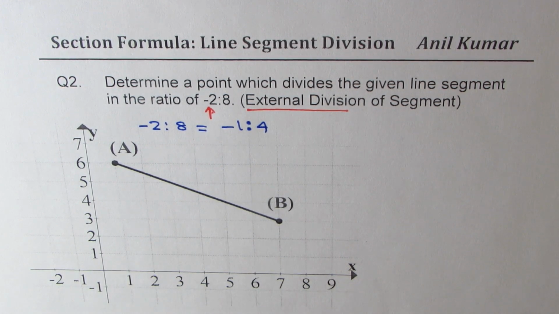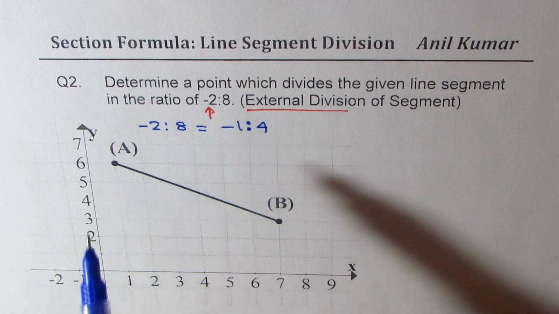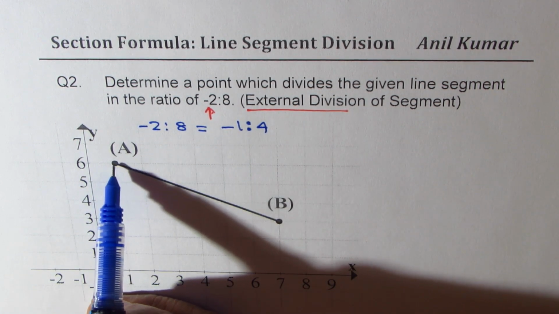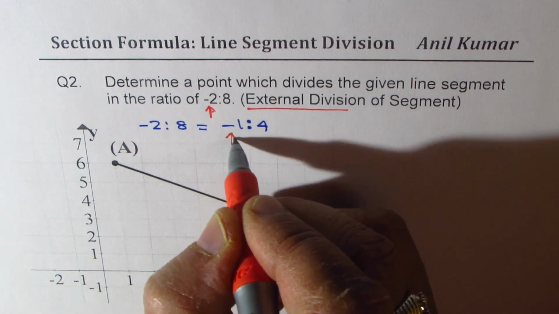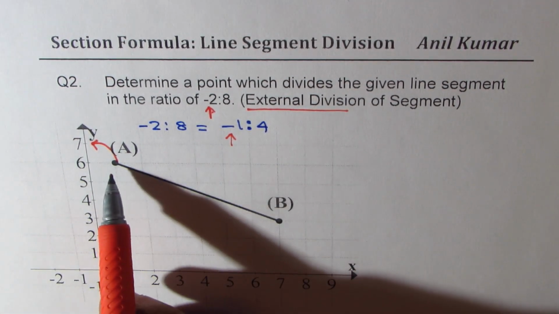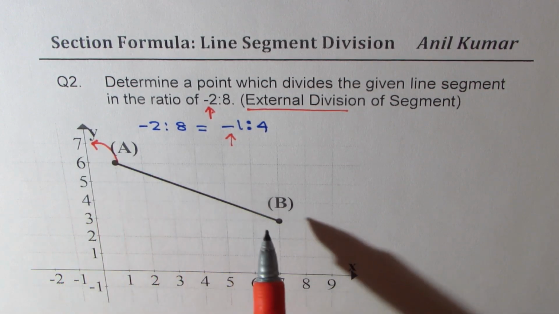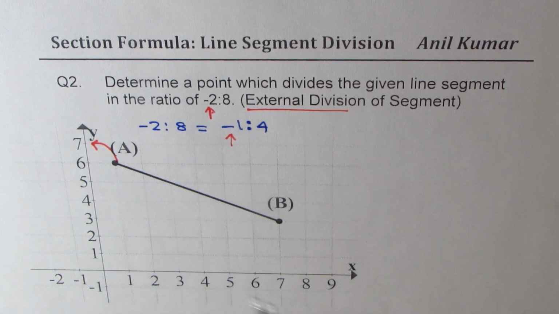Is it okay? So we are looking for external division since this is minus 1. That means the point is on the left side of A. Do you see that? So this minus here means the point is on the left side of A. So you have to go left from A and then 4 this side. 1 unit left, 4 units this way. That is what the scenario is. Correct? Now, let me show you this particular solution in both ways. So first, let's apply the formula itself.